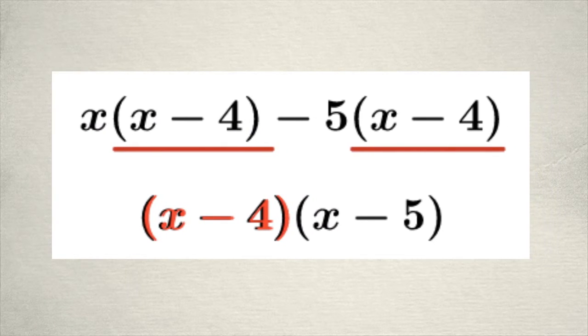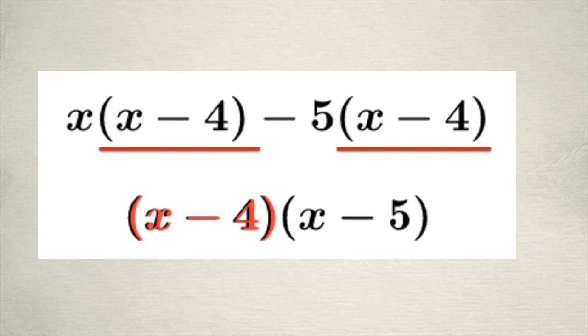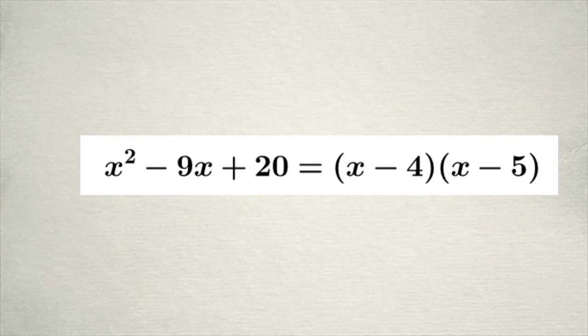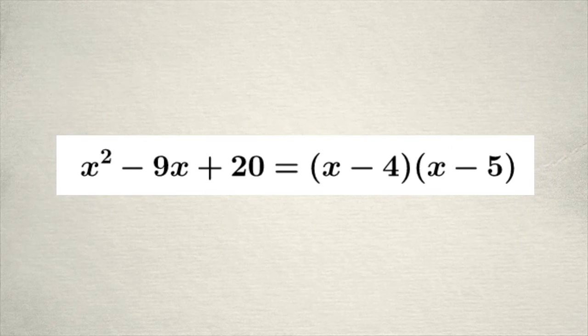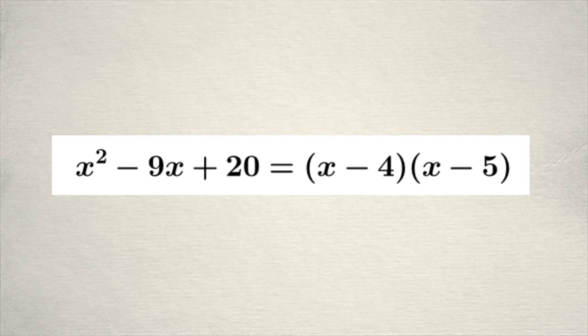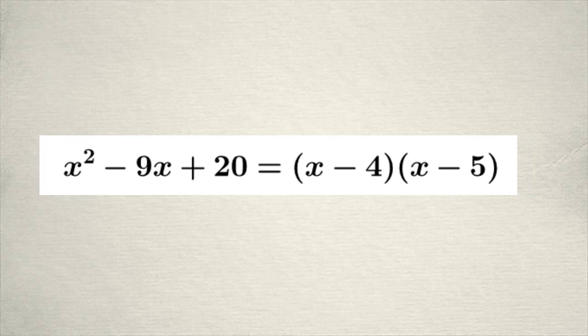We can factor again, this time factoring the entire x minus 4 out of the expression. Thus, we end up with the conclusion that x squared minus 9x plus 20 can be factored as x minus 4 times x minus 5. Do FOIL this out and check your answer.